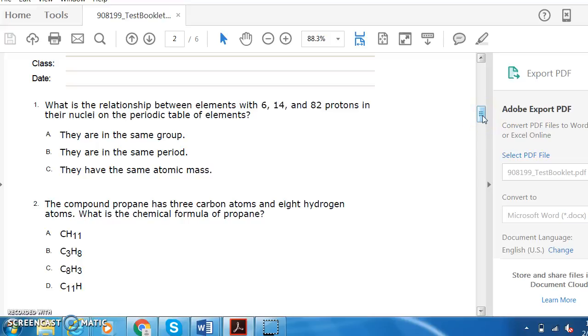Number 1. What is the relationship between elements with 6, 14, and 82 protons in their nuclei on the periodic table of elements? A. They are in the same group. B. They are in the same period. Or C. They have the same atomic mass.